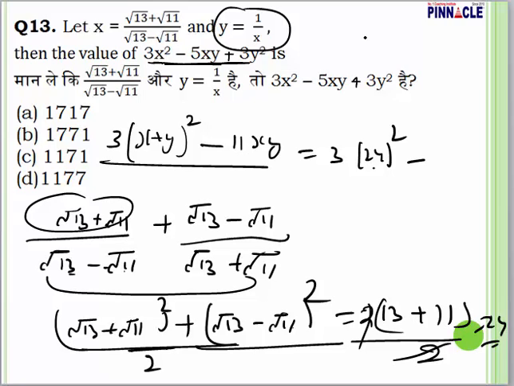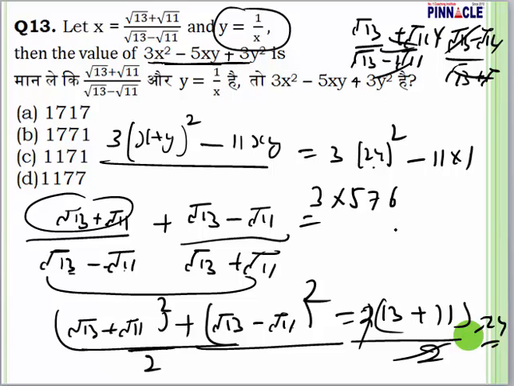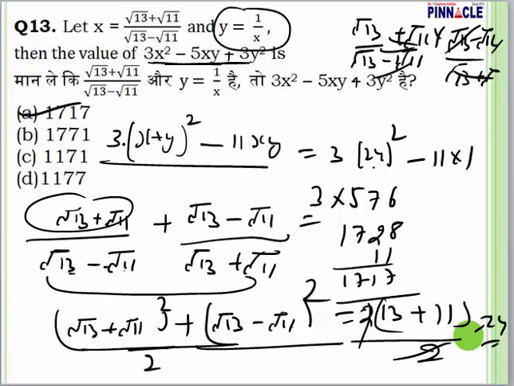Now xy: root 13 plus root 11 divided by root 13 minus root 11 will cancel with its opposite, so it would be equal to 1, and 11 into 1. So here it is 24 into 24, that is 576, into 3, which is 1728, minus 11, which is 1717. A should be the answer.